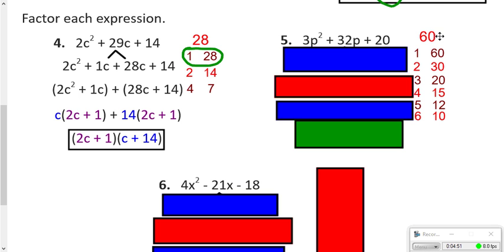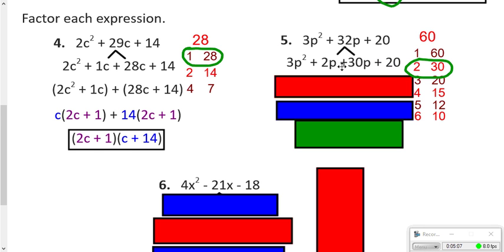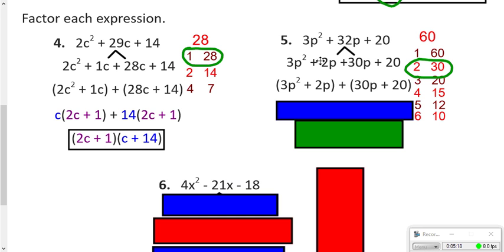Well, we make our list of the factors of 60. 1 and 60, 2 and 30, 3 and 20, 4 and 15, 5 and 12, 6 and 10. Which of these pairs will add up to make 32? That's going to be 2 and 30. So we break 32 up into 2p plus 30p using these two factors here. We now have 4 terms instead of just 3, so we group them together. 3p squared plus 2p is one group. 30p plus 20 is our other group.